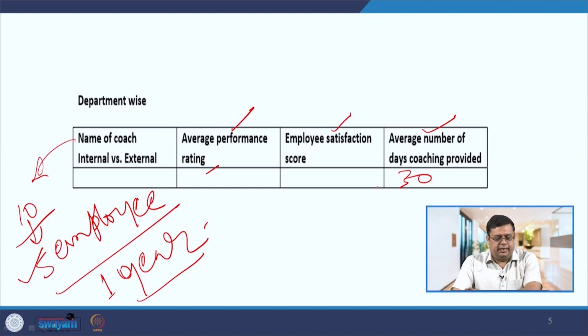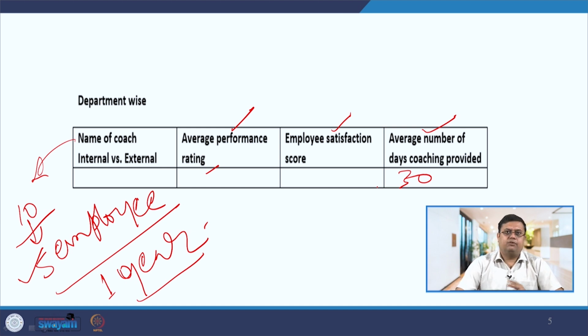So if you can analyze this, the average performance rating has improved, and employee satisfaction is also high. Both things are high. So on the basis of these numbers, you can decide the effectiveness of the coaching, the effectiveness of the coaches. If performance is high and satisfaction is high, it indicates that the person was able to develop the employee for a particular skill. So that is what you can do.